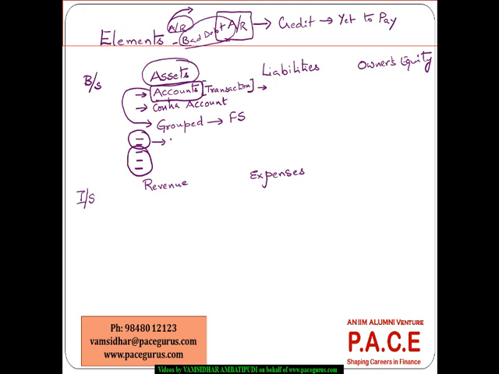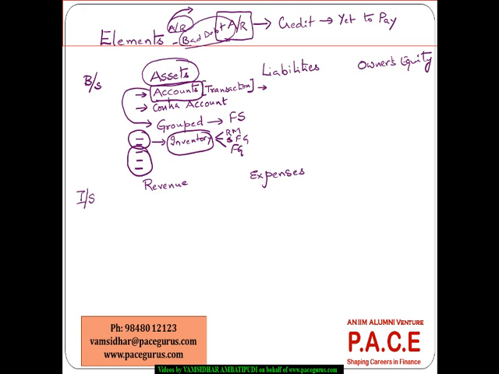So probably there could be a group called inventory. But under this inventory, there could be various accounts. There could be a raw materials account. There could be a semi-finished goods account. There could be a finished goods account. There could be various accounts contributing to the inventory, but all these accounts are grouped together to form the inventory account in the balance sheet.